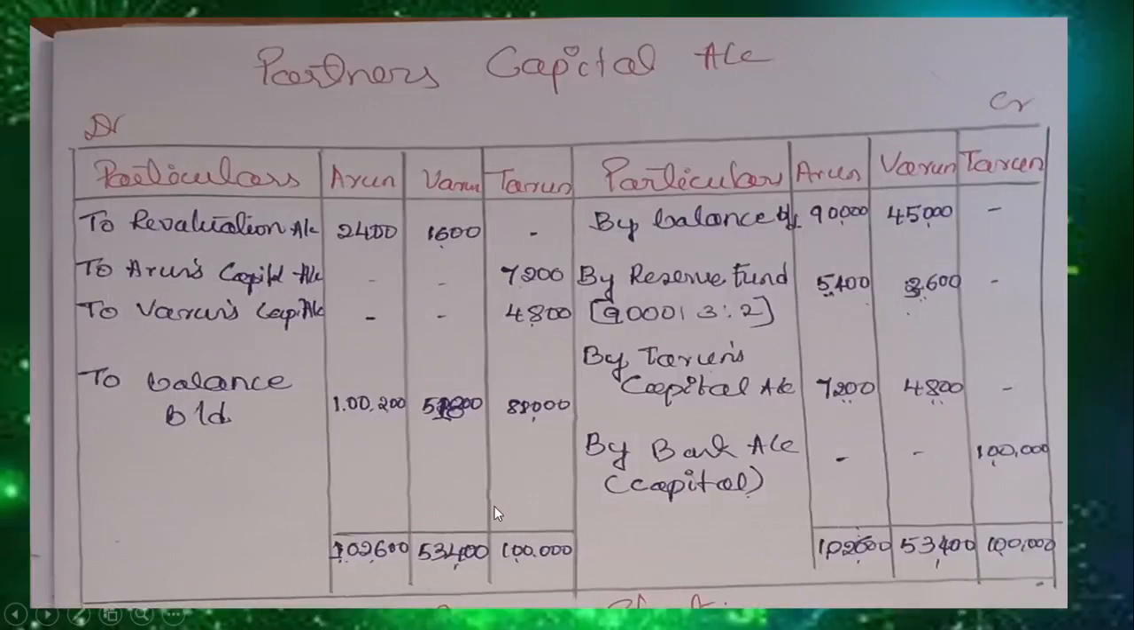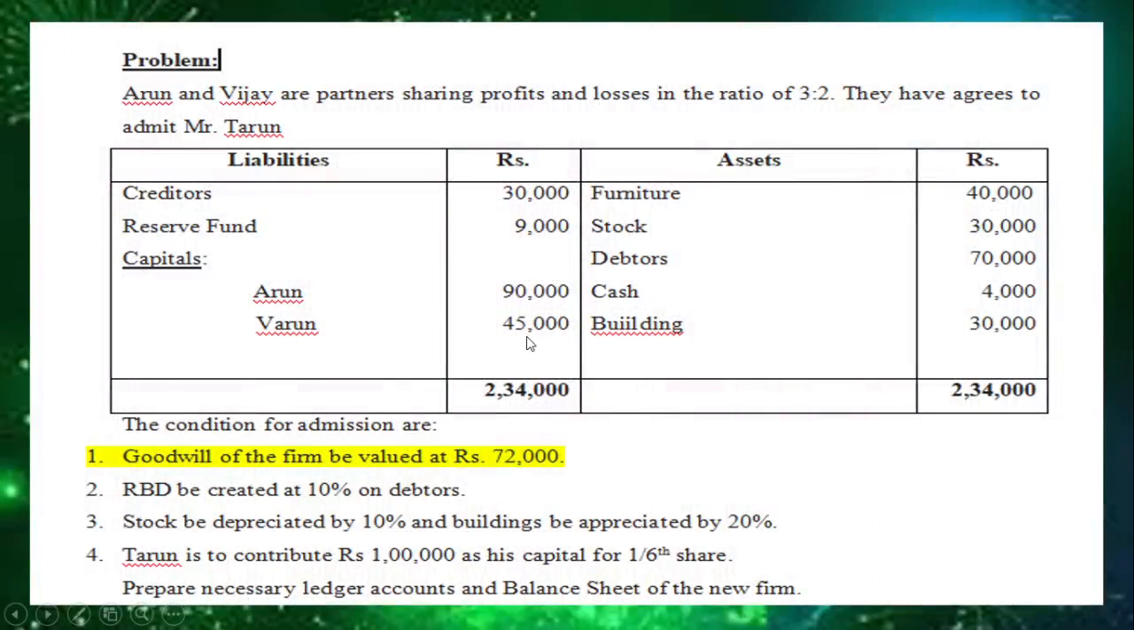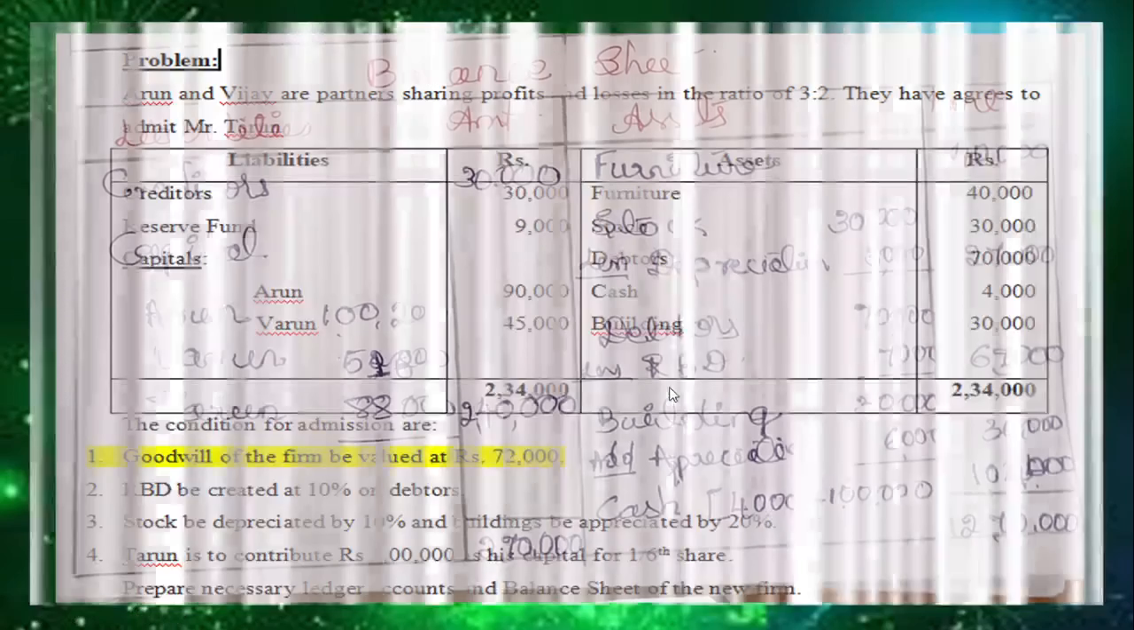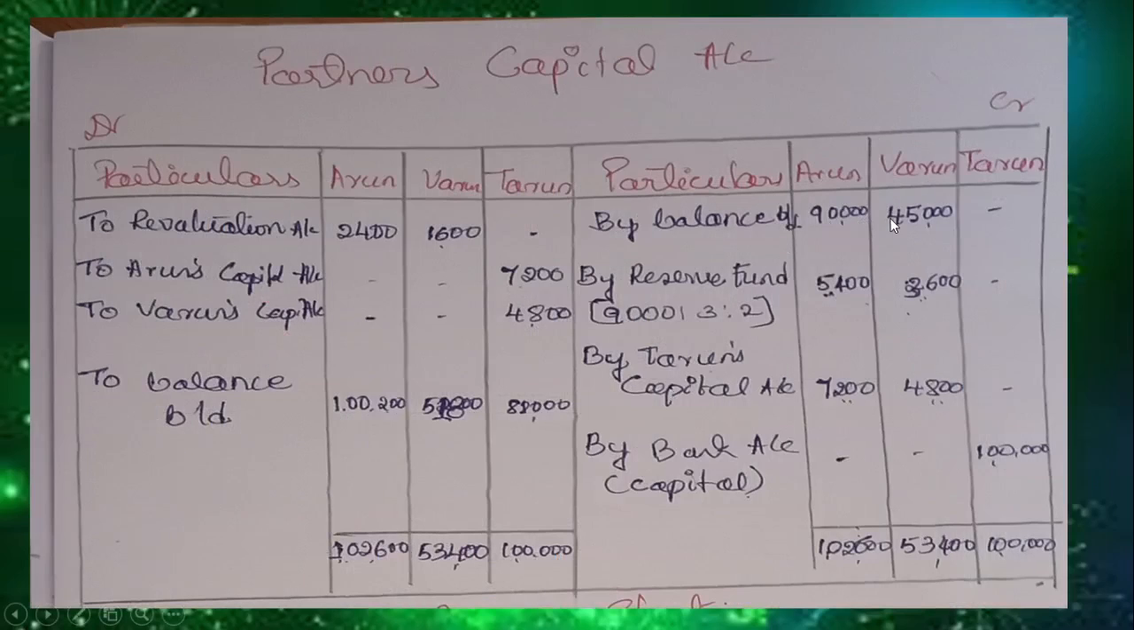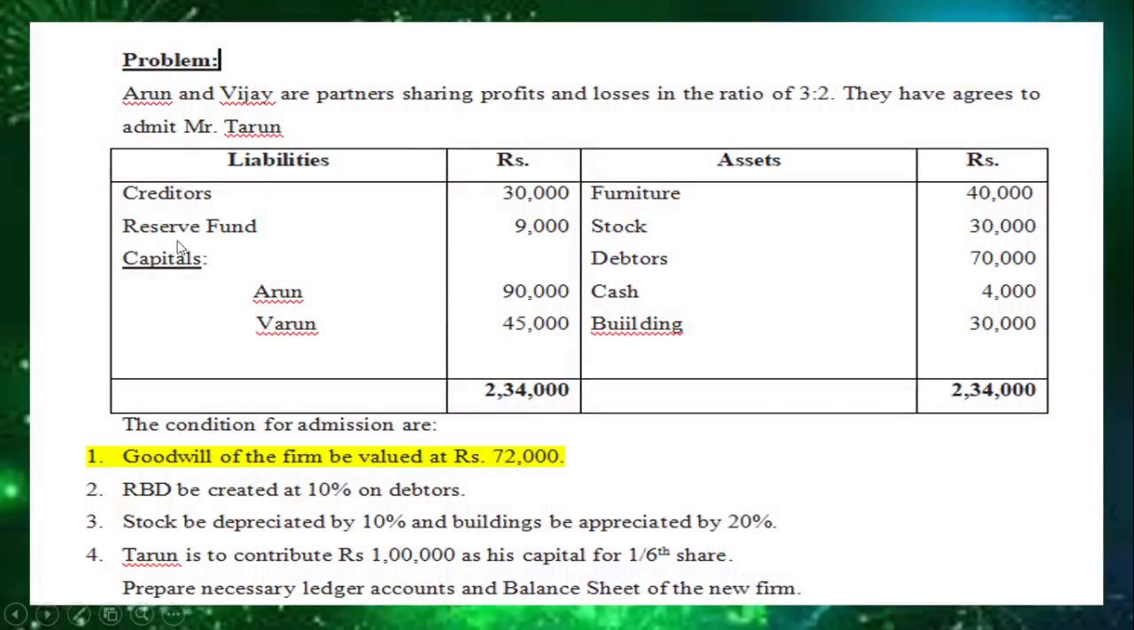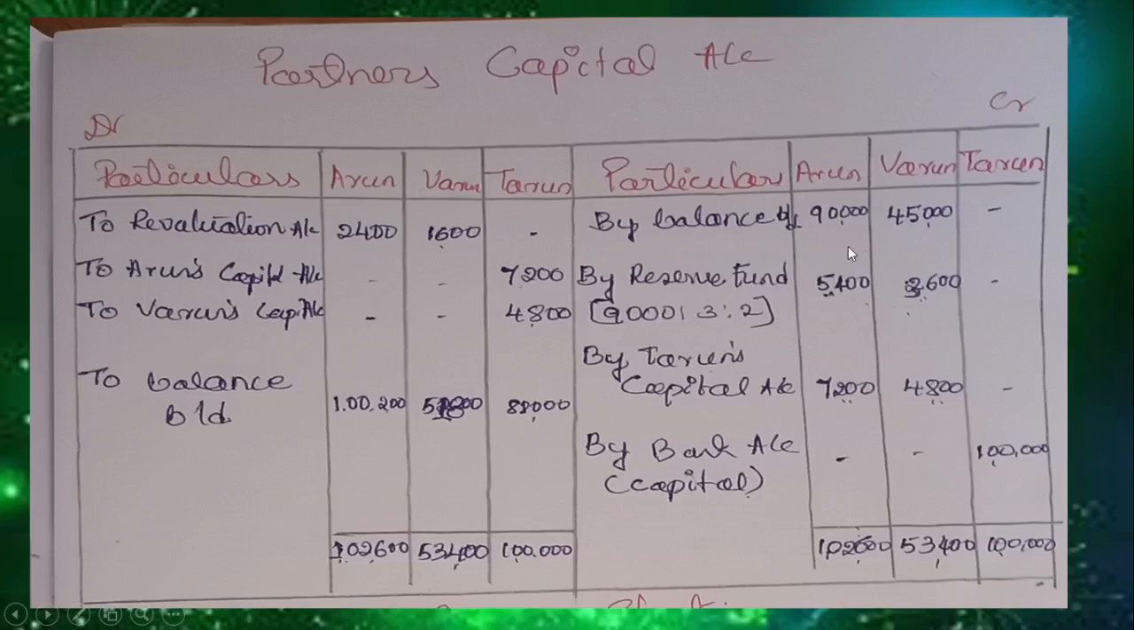So the next step is the preparation of partners capital account. The first one will be the balance brought down, capital balance of 90,000 and 45,000. By balance brought down 90,000 and 45,000. Second one, if they have given any reserve fund or profit and loss account in the balance sheet, we have to distribute this one. The reserve fund of 9,000 is distributed among the old partners, 5,400 and 3,600. 3 is to 2, old ratio.